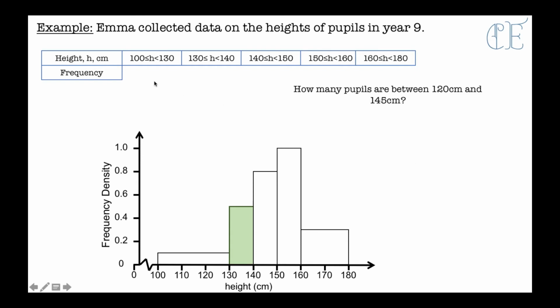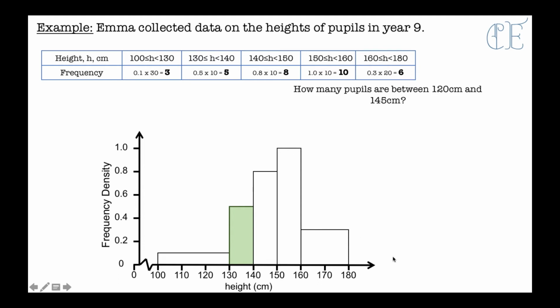So first of all, we definitely need to complete the frequencies here. We go from 100 to 130, so that's 30 times 0.1, giving us 3. And then here we have 130 to 140, which is 10. 10 times 0.5 is 5. 140 to 150 is also 10, times by 0.8, giving us 8. 150 to 160 is 10, times 1 is 10. And then 160 to 180 is 20, times 0.3 is 6.